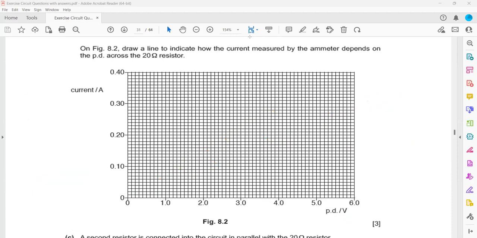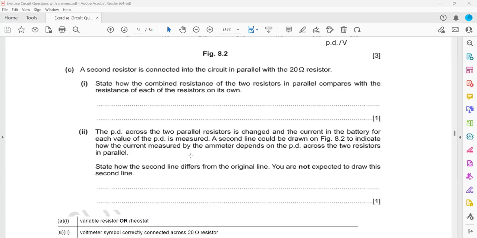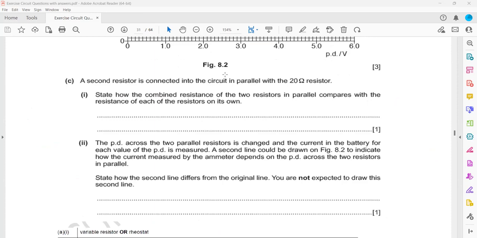So for the answer here, you don't have to show calculation or draw. You just have to mention a second resistor in parallel. So the combined resistance of the two in parallel, it will be a straight line because it is a fixed resistor. No, it won't be a curve. Because they are fixed resistors, it will be a straight line but a steeper slope. So how does the combined resistance of two in parallel compare with the resistance of each resistor? That combined resistance will decrease.